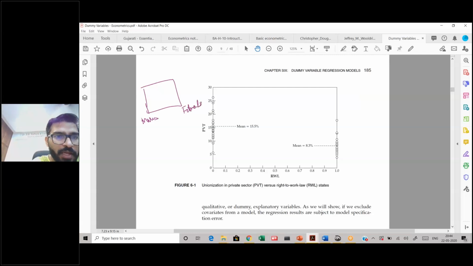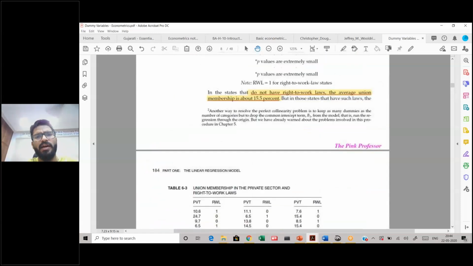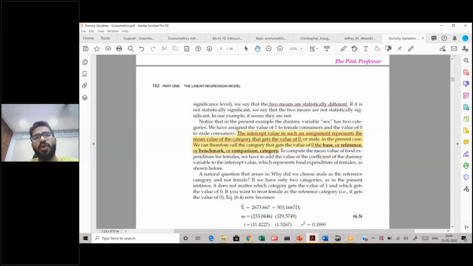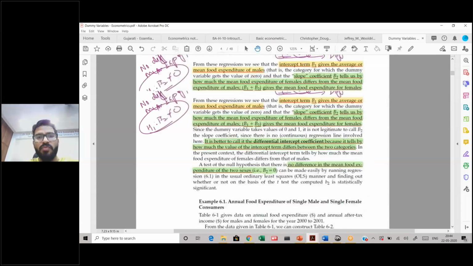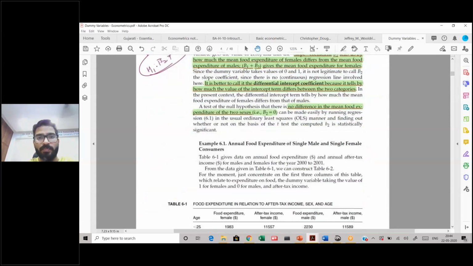Now all we need to see is whether males, if this is beta 1, then what is beta 2? This beta 2 can also be negative, by the way, which means that for females the average food expenditure is less than males. So this is what we will be checking. We are only checking for intercept. Remember, in this model we haven't taken any x variable.